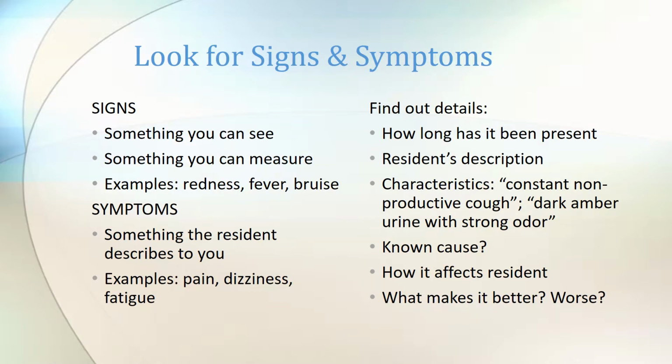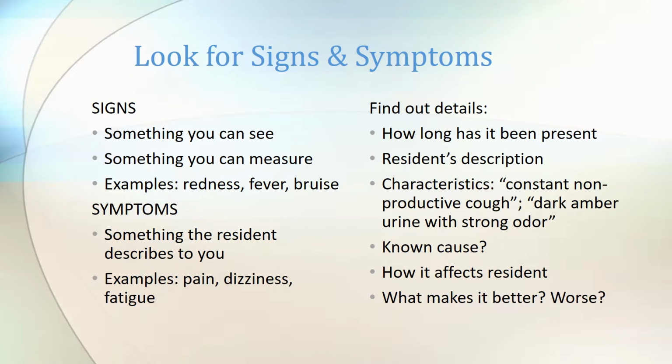When you see a resident with new signs and symptoms, or a resident reports new signs and symptoms to you, find out as many details as you can. This is important information to help identify what might be going on with the resident. Keep in mind that signs are something you can see and measure, such as redness, fever, bruises, or extreme drowsiness. Symptoms are those things the resident describes to you, such as pain, dizziness, or fatigue.